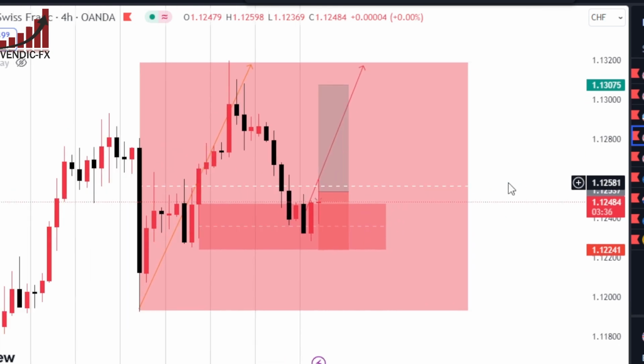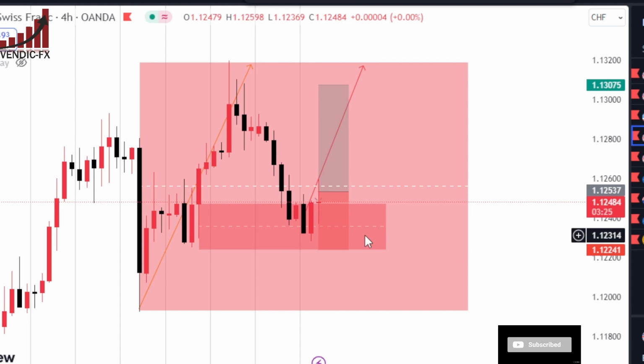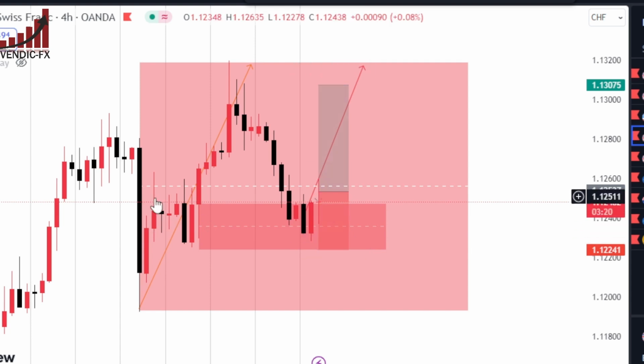You see, in my rectangle, I make some division. I divide it into two. There's a white dotted line in the middle. That's what I use in identifying half of it, half of the zone.